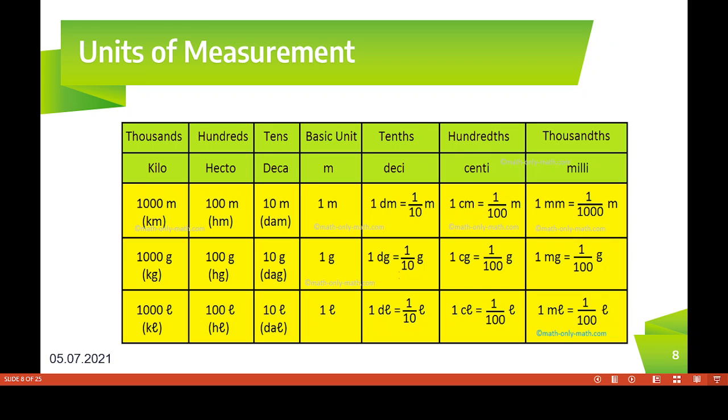Yes children, now we have to see the units of measurement table. Here, for conversion of meter into decameter we have to multiply by 10, and meter into hectometer multiply by 100, and meter to kilometer multiply by 1000. Now conversion of meter into decimeter: what do we have to do? Meter into decimeter we have to multiply by 10, and meter to centimeter multiply by 100, meter to millimeter multiply by 1000. Like this, kilogram and kiloliter also follow the same procedure. Already you have studied this in mathematics.